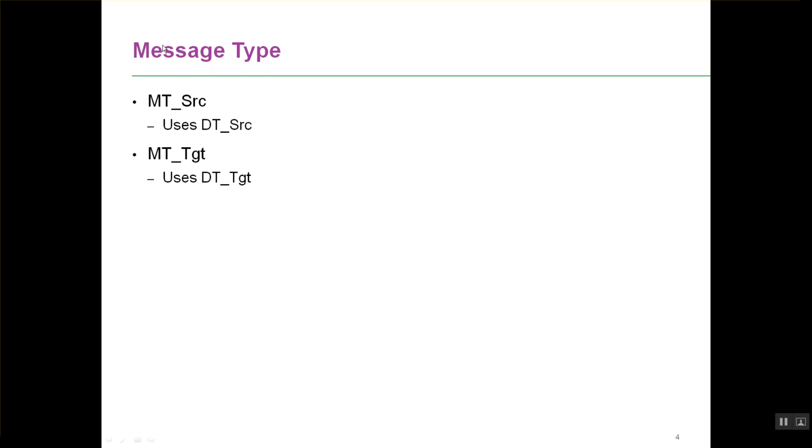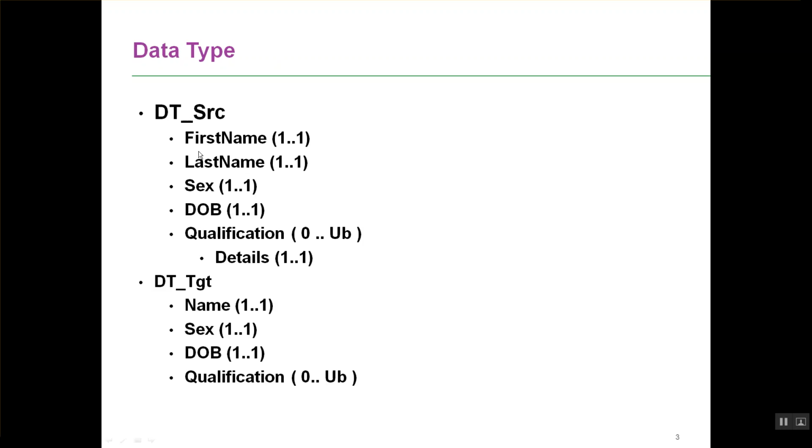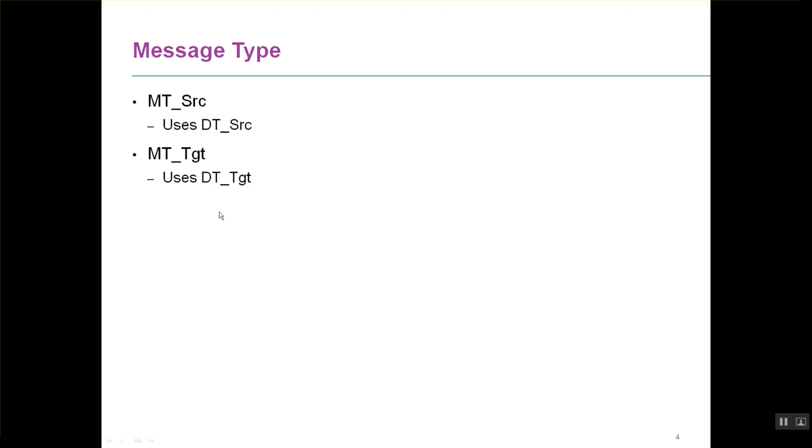Okay, message type is an encapsulation for the data type. So because we defined two data types in the previous slide, you will have to create two message types. One is going to be called MT underscore SRC. MT stands for message type, SRC stands for the source message type, MT stands here for message type, and TGT stands for the target message type. And because message types are encapsulations of the data types, MT_SRC will be using the DT_SRC that was defined here, and the MT_TGT would use the DT_TGT that was defined here.